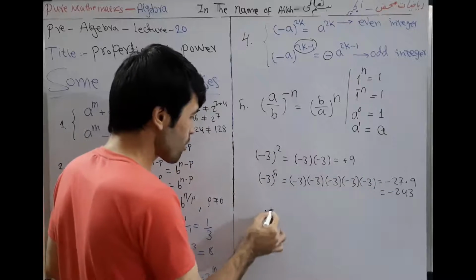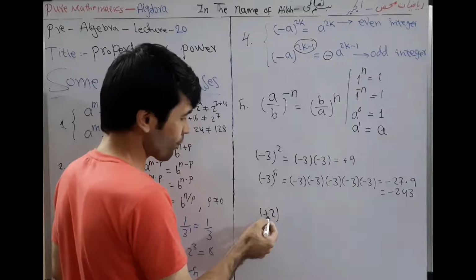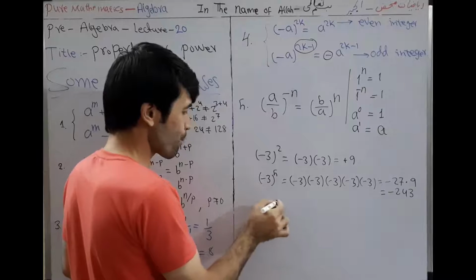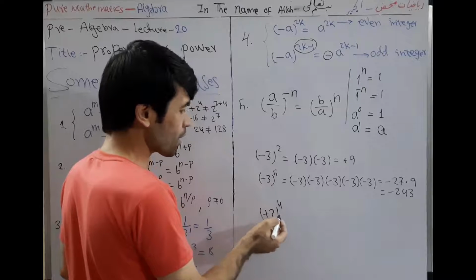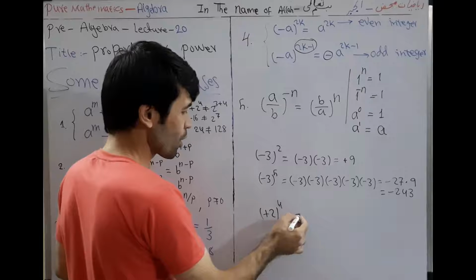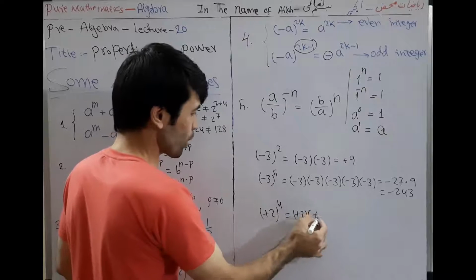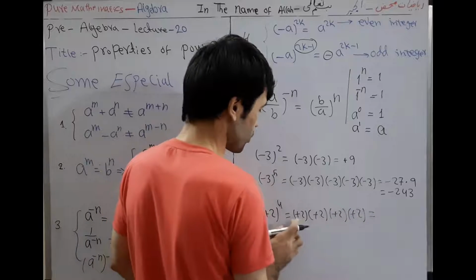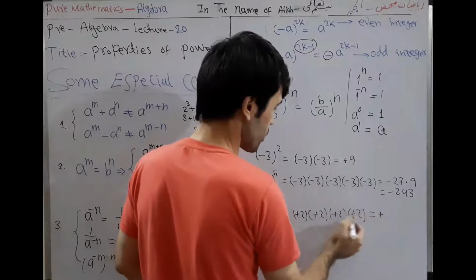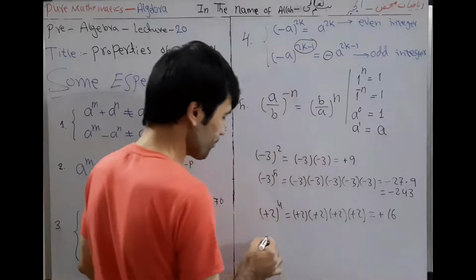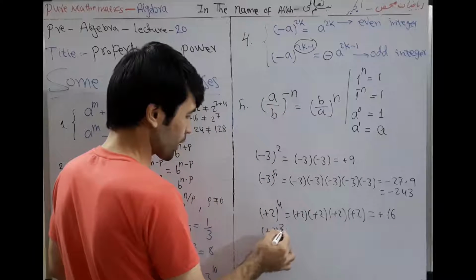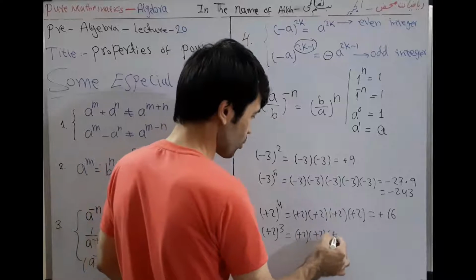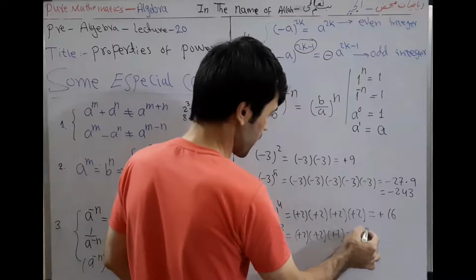If we have a positive base, then whether the exponent is even or odd, the result will become positive. Plus 2 multiplied by plus 2 multiplied by plus 2 multiplied by plus 2, 4 times, is equal to plus 16. Plus 2, whole to the power 3, is equal to plus 2 multiplied by plus 2 multiplied by plus 2, 3 times, which is equal to plus 8.